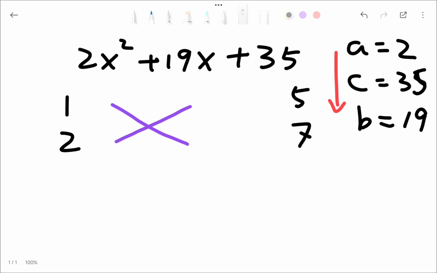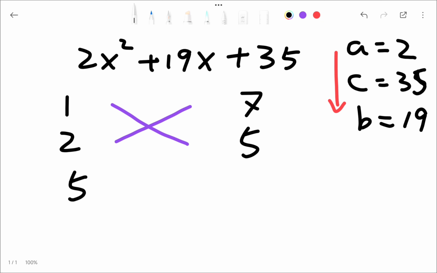Okay, how about 5 and 7? 2 times 5, 10. 1 times 7, 7. And when we add them up, that's not 19. Now, let's switch their places. Try 7 and 5 instead. 1 times 5 is 5. 2 times 7 is 14. Looks like we might be able to get 19 after all. There you have it. That's the value of B.